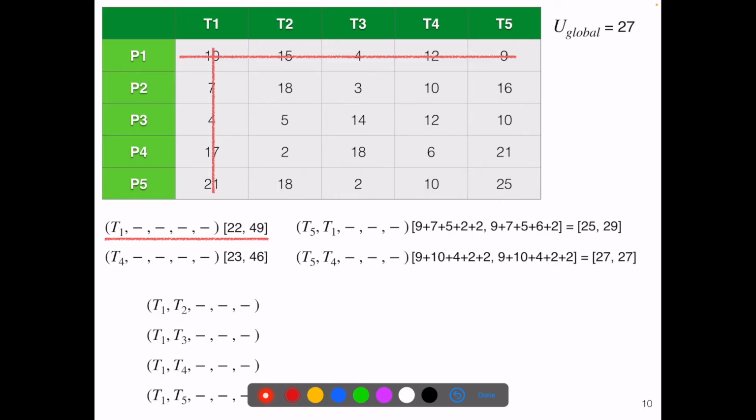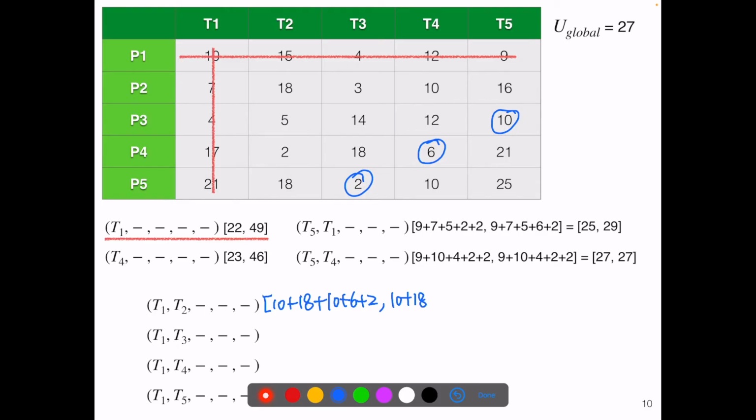Now let's compute their bounds using the same idea. For the first of the partial solutions here, we have the cost so far. That's assigning T1 to P1, 10, plus assigning T2 to P2, 18. And then we have the FFC, that'll be 10 plus 6 plus 2. And for the upper bound, we have the cost so far, 10 plus 18.